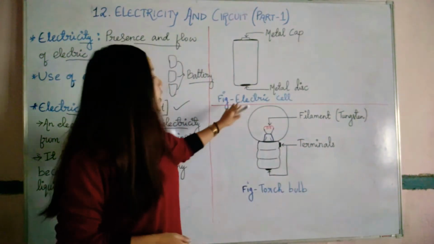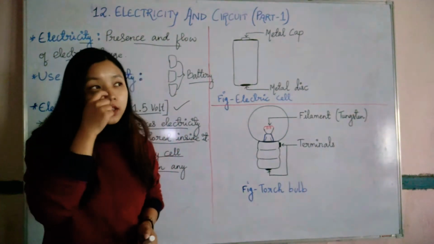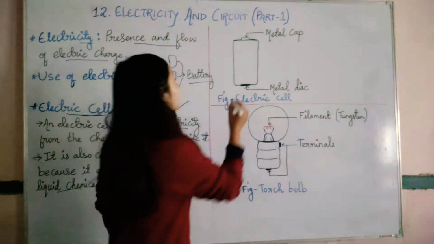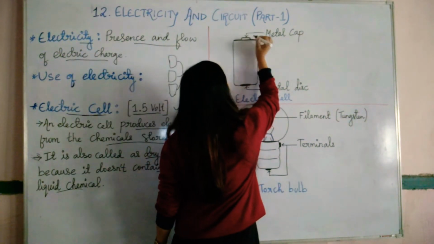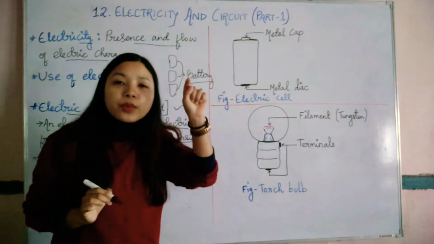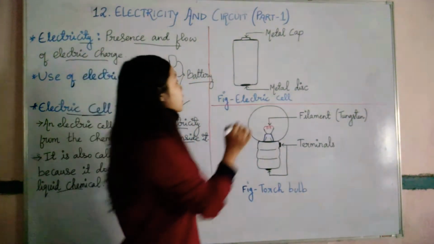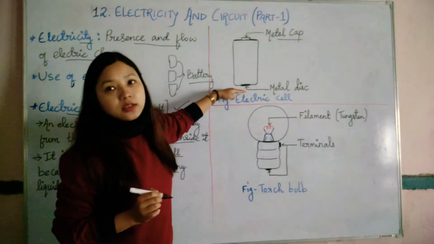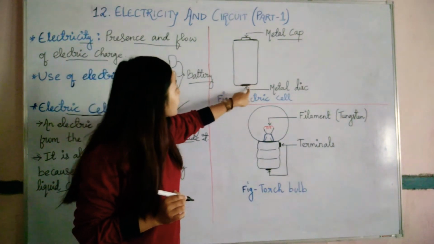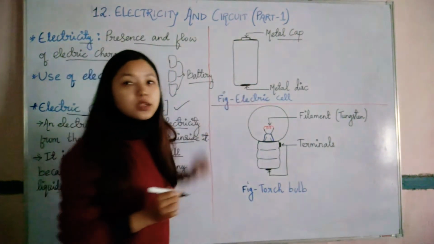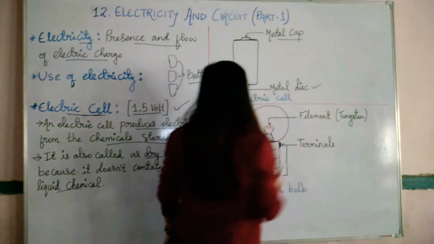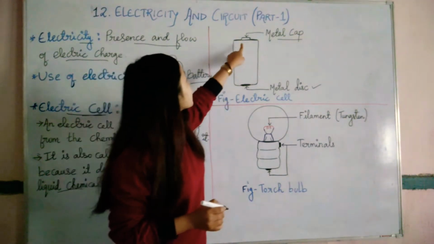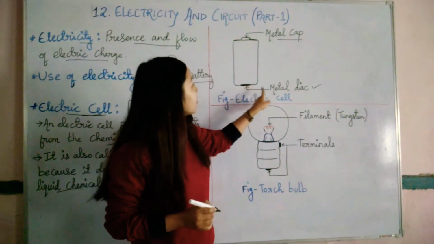Now this is a simple diagram of an electric cell. If you take any electric cell, you will find that one end has a small metallic cap-like structure, a small bump or protruding area. That one is known as the metal cap. And at the other end, at the bottom, you will see a metallic disc-like structure, known as the metal disc. This is a simple diagram of an electric cell, and it contains a metal cap and a metal disc.